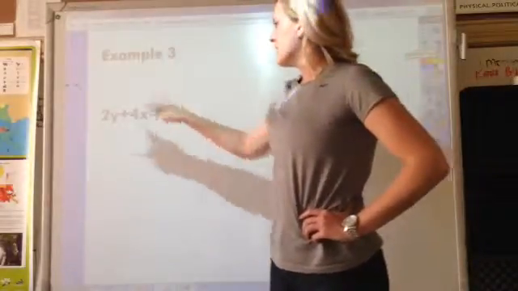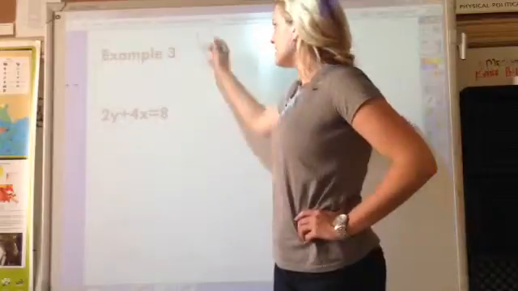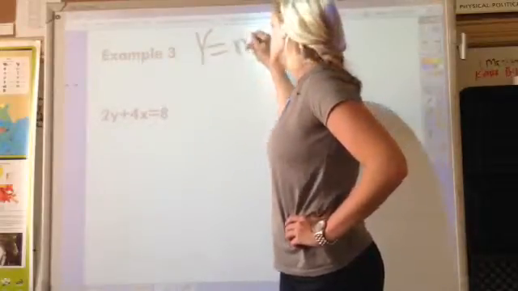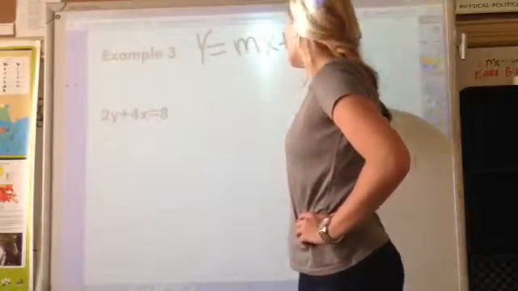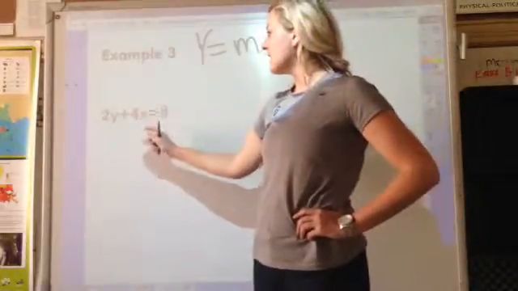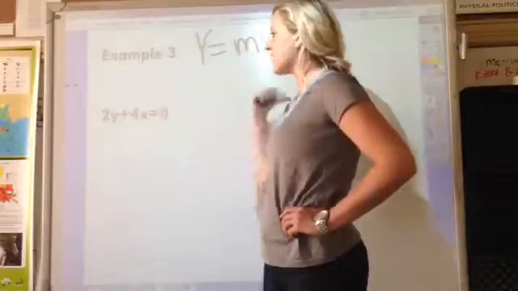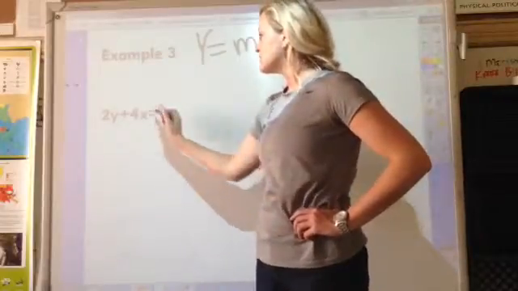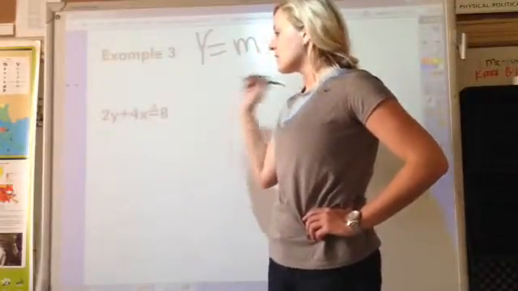Again, I see that this equation is not in proper slope-intercept form, which is y equals mx plus b. I need to solve for y. In order to get y isolated, I need to get everything else on the other side of the equal sign. So this positive 4x, I need to get rid of it.